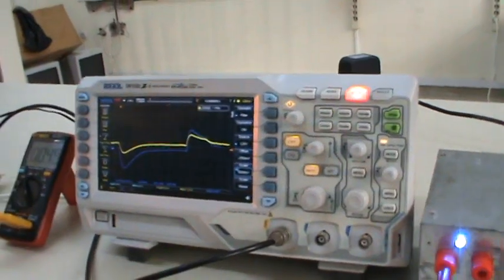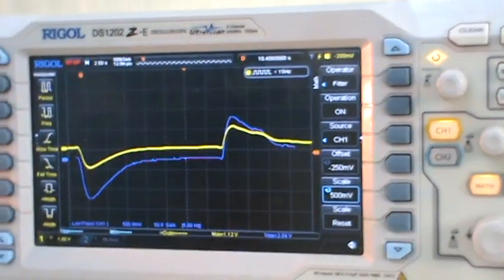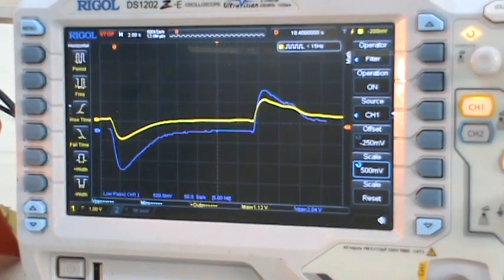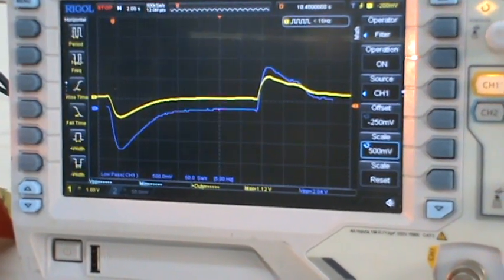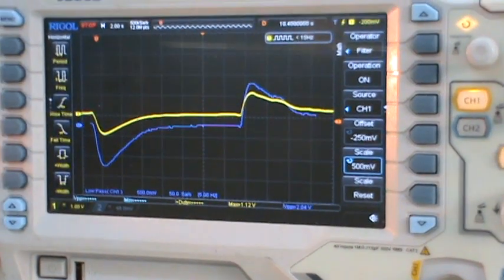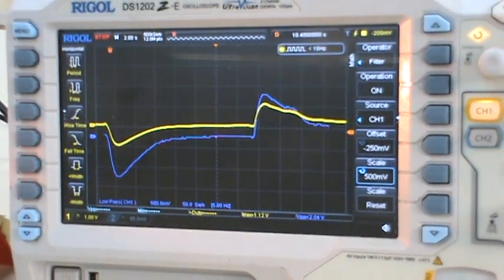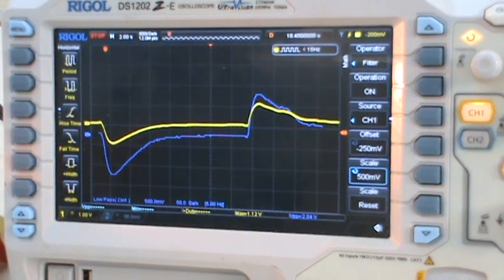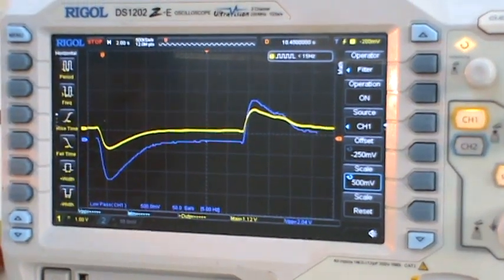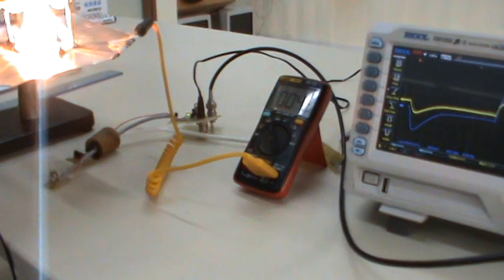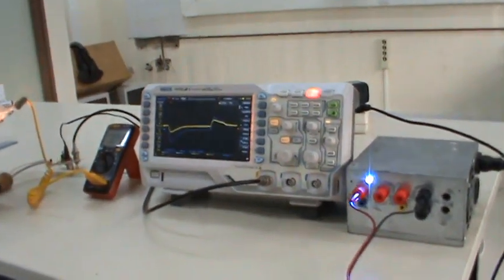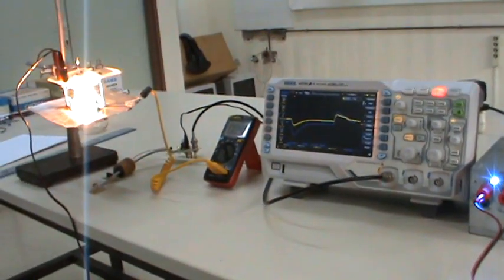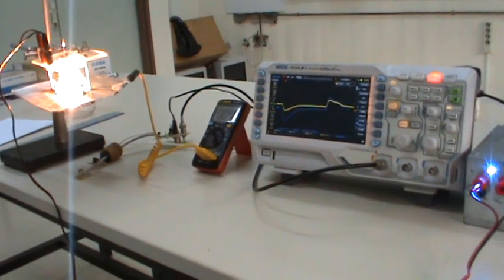There is also a second curve, this purple curve. This purple curve is the same as the yellow curve, but is filtered. It has taken out the noise. So there are two filters. One is the electronic filter, which is connected to the PIR sensor, and the other is the oscilloscope filter. So that we have a very well filtered output.